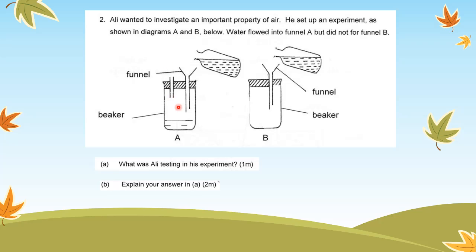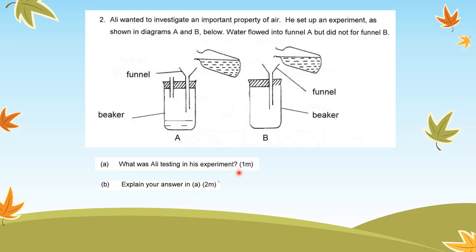Okay, so at first there's air occupying the space. Then this tube allows the air to escape and allows the water to come in to take up its place. Okay, now for this setup, there's no tube. So the air is occupying the space. Once you pour the water in, the water will be stuck because the air has nowhere to escape. So air occupies space.